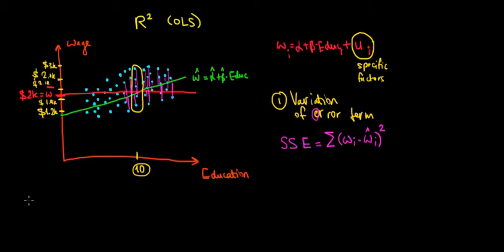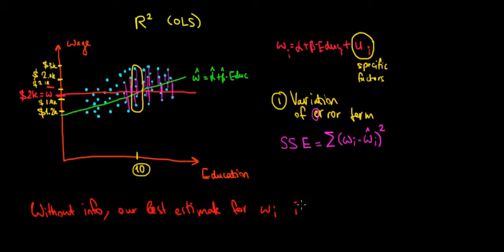We need this because in the absence of information, so if we do not know anything about the education of an individual, the best prediction for his wage is the average wage. So without information, I'm going to write it here real quick: without information, our best estimate for the wage of an individual is the average wage in that specific sample. And why does this matter? Let's prove this with an example.